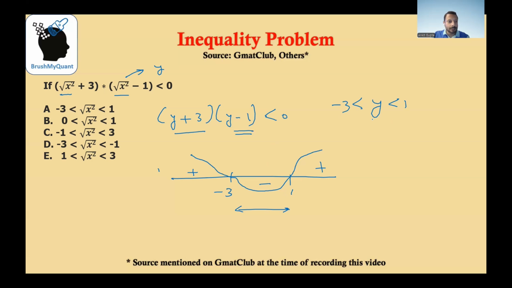Now, if we replace y with square root of x squared, that will give us the solution to the problem. So that means square root of x square lies between 1 and minus 3, and the answer will be option number A.